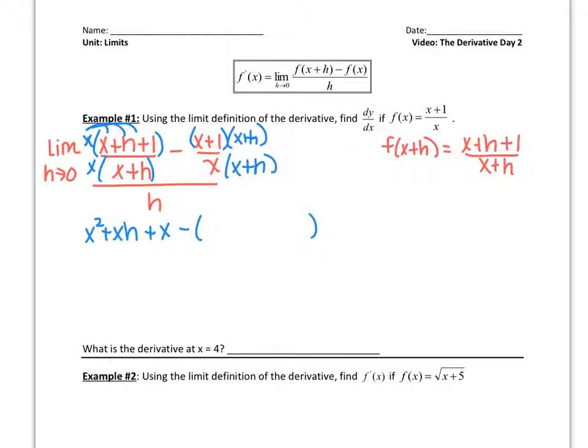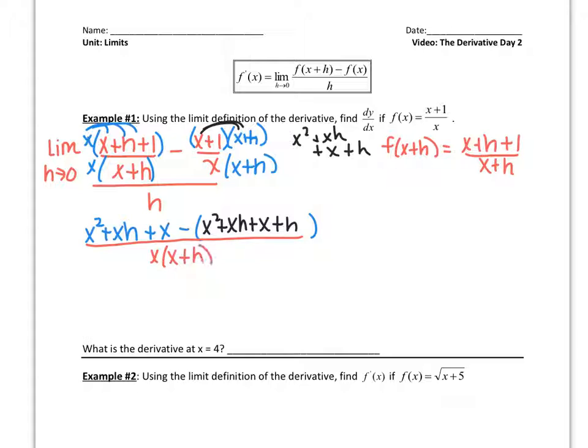this times this. So if I do that work on the side, I'll get x squared plus xh plus x plus h. So x squared plus xh plus x plus h. I just combined all this, and I'm going to put it over the common denominator. So all over x times x plus h.